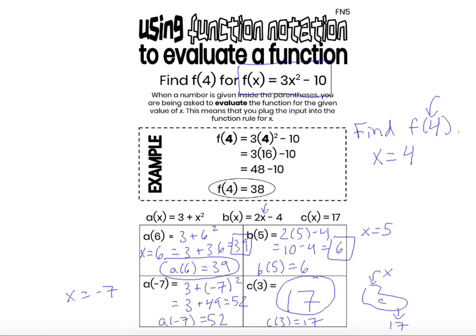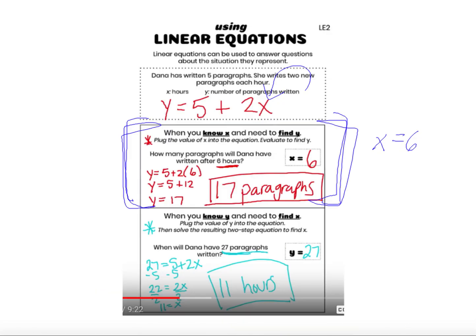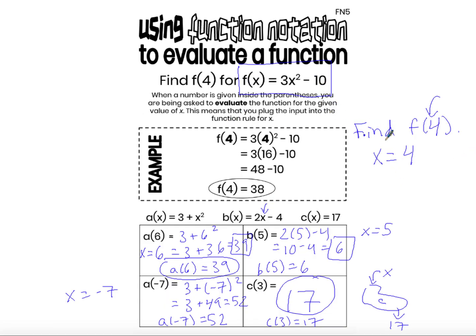This is exactly what I'm doing here. I'm just using function notation instead. So instead of saying x equals 6, find y, I'm being told to find f of 4. That tells me, because of my knowledge of function notation, that x equals 4, and I want to find my output, f of 4.